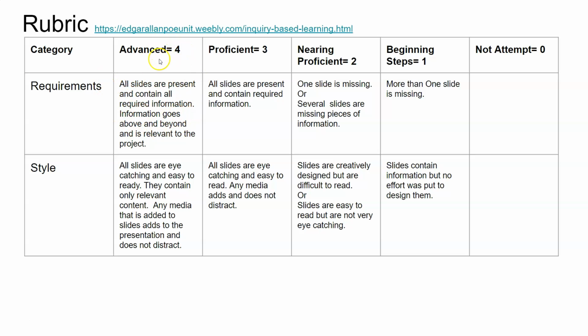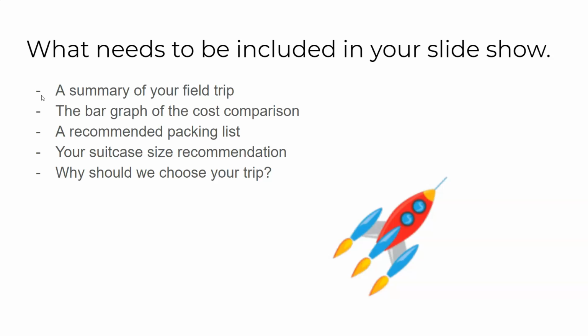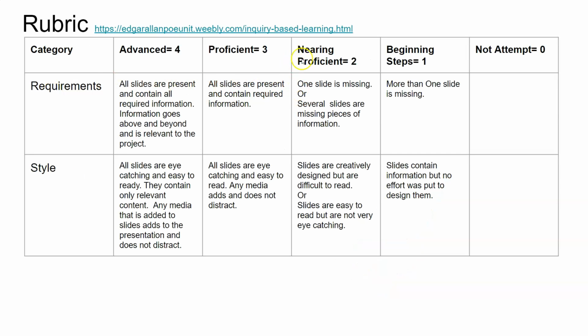To get advanced points, you need to have all those requirements, and you need to go a little above and beyond and tell us a little bit more relevant information that would convince us that we should go on your field trip. To get proficient, you just have to have all that required material. Nearing proficient, you have one slide missing or several slides are missing pieces of information. Beginning steps, one or more slides is missing. Zero, you didn't turn anything in.